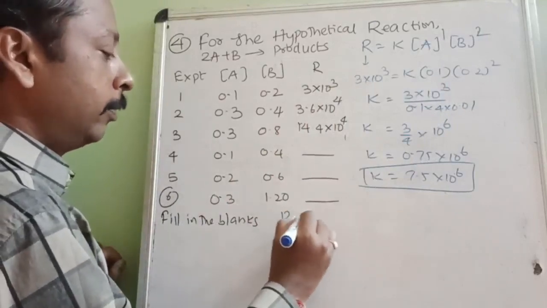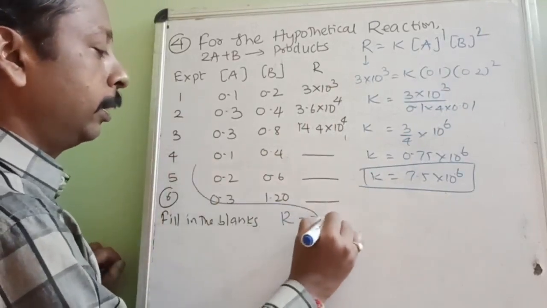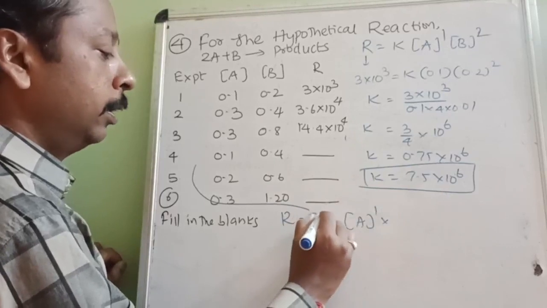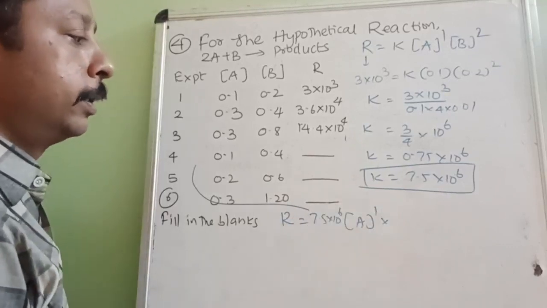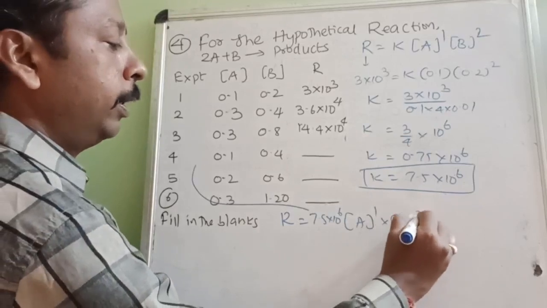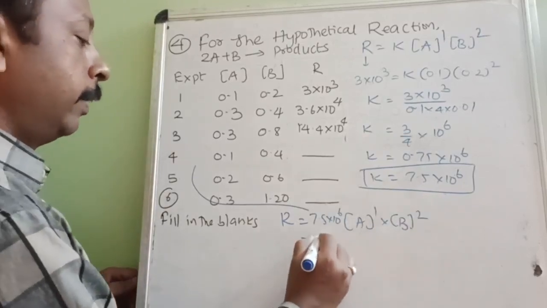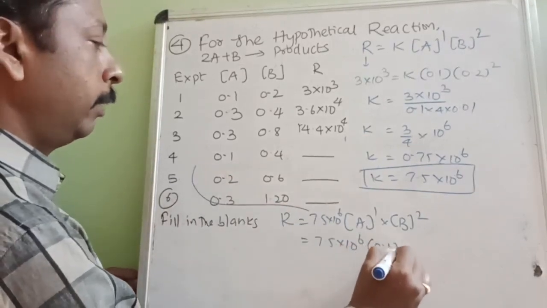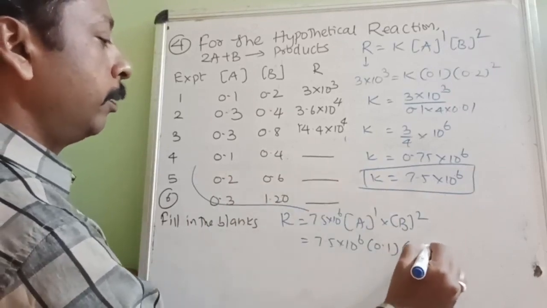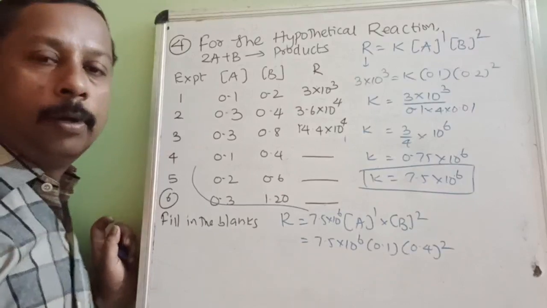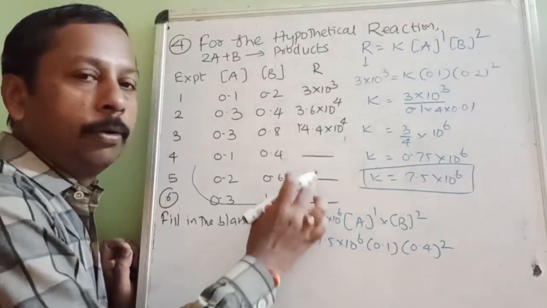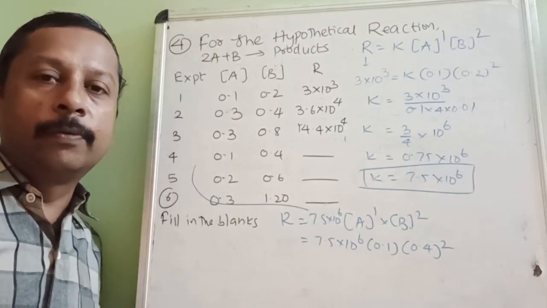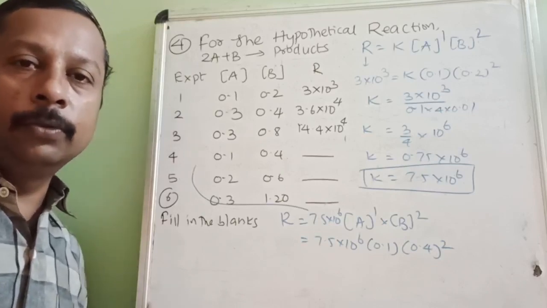Now here r is equal to, for this condition I am substituting k into a to the power of 1, and k value also I will write it. 7.5 into 10 to the power of 6. Okay. A to the power of 1 and b to the power of 2. Now 7.5 into 10 to the power of 6, in place of a what I should write? 0.1. In place of b what I should write? 0.4 whole square. So this is how I got r value. So can you find out r value for the other two experiments? Can you do it or not? So that we can do more questions, more models. Okay. So note down this.